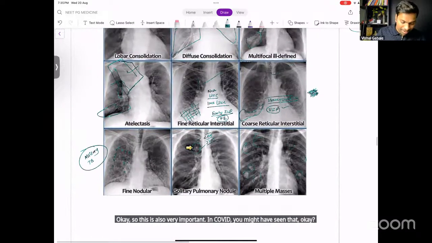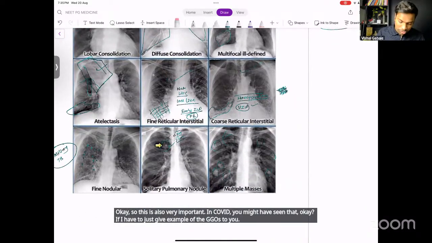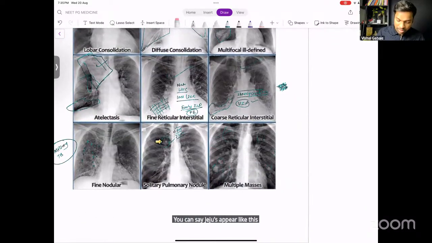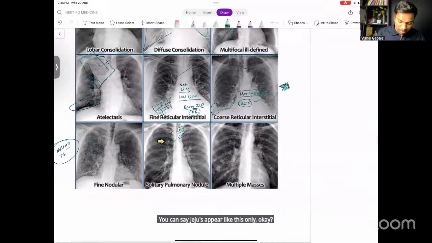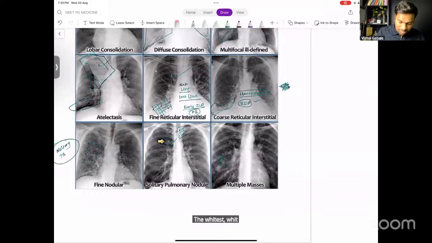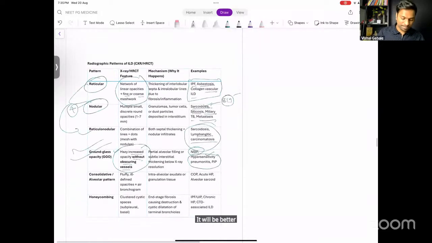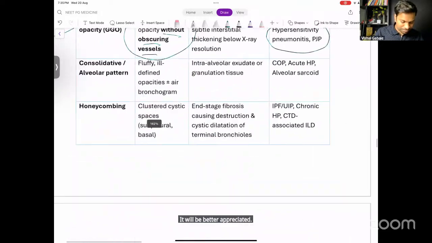If I have to give an example of GGOs, they appear like this, but a little bigger in size, like this. A little whitish, like this. Ground glass opacity is like this. In COVID, or mostly in CT, it will be better appreciated. Sorry.